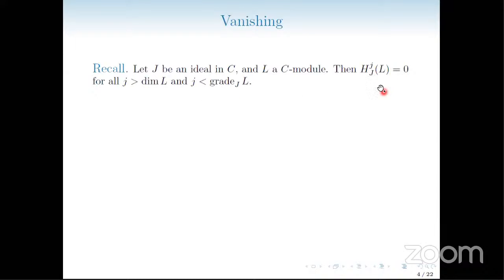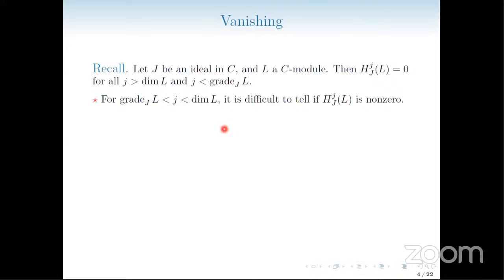Then it's well known that the jth local cohomology module of L supported on J vanishes for all j strictly greater than the dimension of the module, and for all j strictly less than the grade of the module with respect to the ideal J. But it's very difficult to say whether the local cohomology module vanishes if j lies in between this grade and the dimension. In fact, I.G.